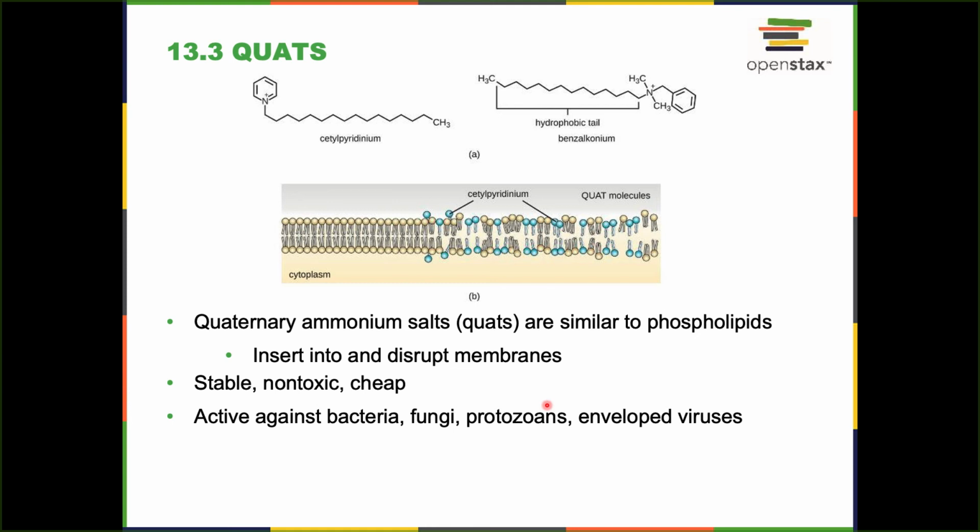So quats, or quaternary ammonium salts, they look kind of like phospholipids, which then is really their method of action. Pyridinium, very common in mouthwashes. So if you ever look at the active ingredients, you'll see, look at this thing, it looks kind of like a phospholipid, a little bit different, a single tail. So what they do is they insert themselves into plasma membranes and then they start to disrupt them and cause them to fall apart. Which means it's nice and active against bacteria, against fungi, protozoans, envelope viruses, but not non-envelope viruses.